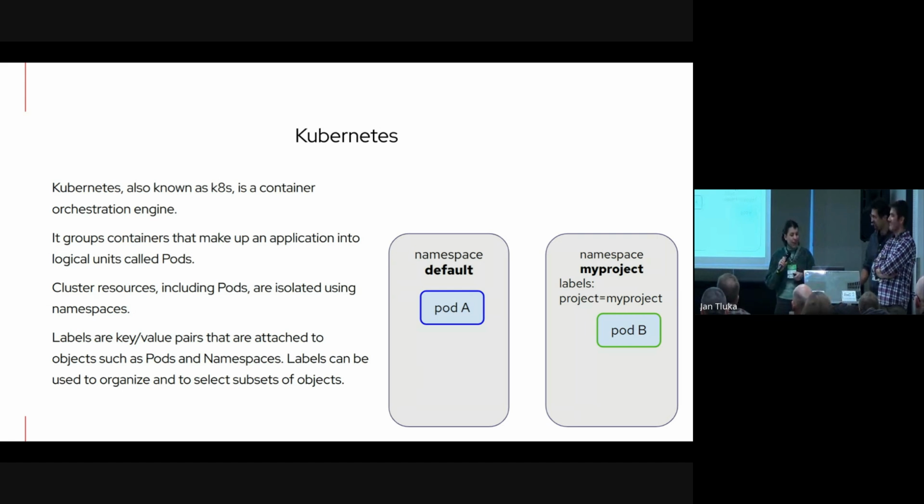Pay attention to that. And there is also this concept of labels in Kubernetes, which is just key value pairs that are attached to different objects, including namespaces and pods. And labels are supposed to help you select different objects in your cluster. So in this example, you can see there are two namespaces. One is default, another one is my project namespace. They have two pods, and one of the namespaces has a label with this project name.